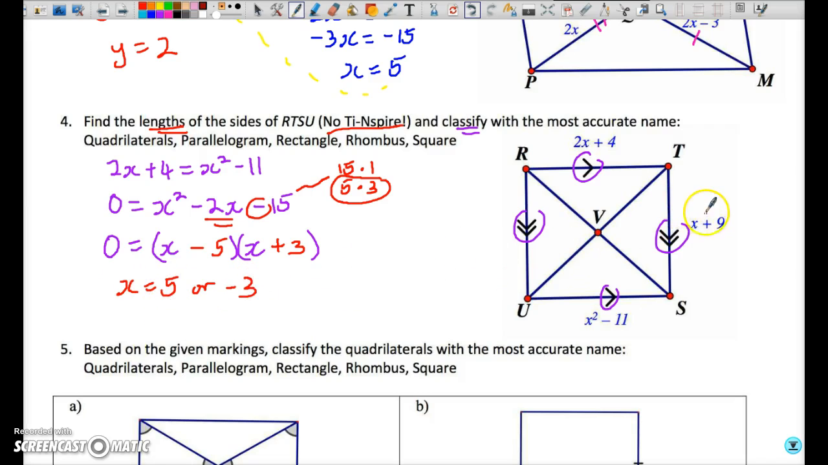So starting with x equals 5, that's going to result in a length of 14. If x is 5, that's 5 squared is 25 minus 11, which is 14.